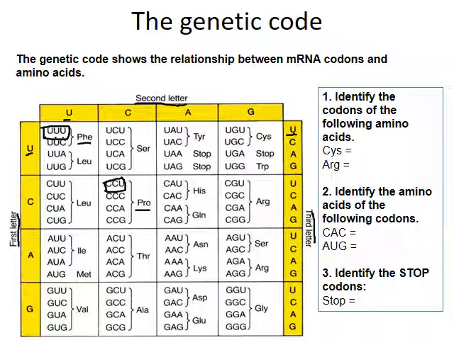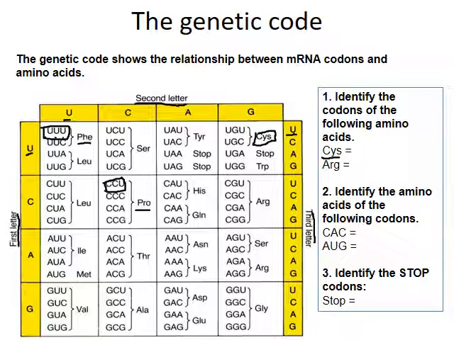Here'd be a good time for you to stop and pause and try them yourself, and then unpause me and I'll go through the answers. So pause, unpause. Identify the codons of the following amino acids. So the amino acid CYS, which I know is cysteine. All we need to do is look for CYS on the genetic code. And I can see CYS is up here. So identify the codons that relate to that specific amino acid.